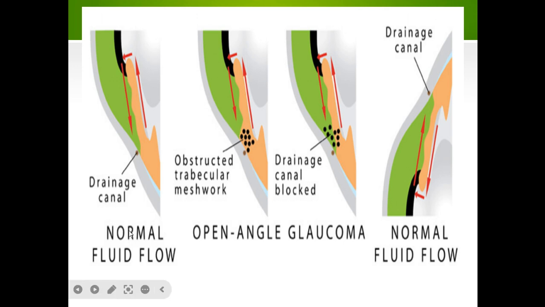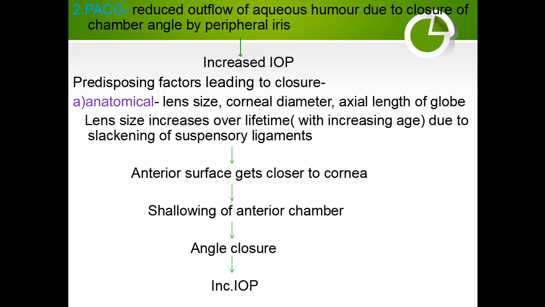So you can see normal fluid flow. Normal fluid flow happens from ciliary epithelium to the Schlemm's canal, and this is the drainage canal. But in open angle glaucoma, there is obstructed trabecular meshwork and the drainage canal is blocked, which leads to increased intraocular pressure because of buildup of aqueous humor in the eye.